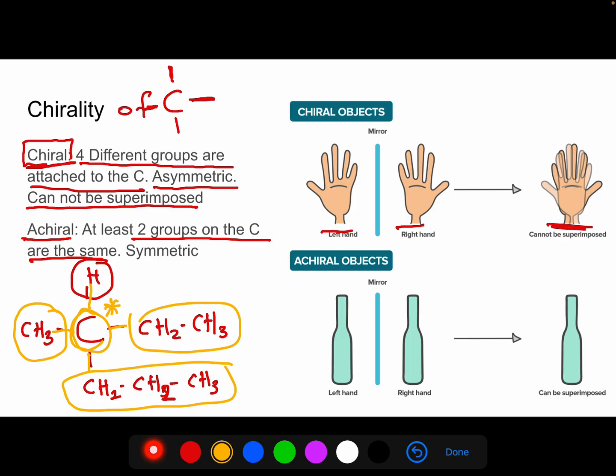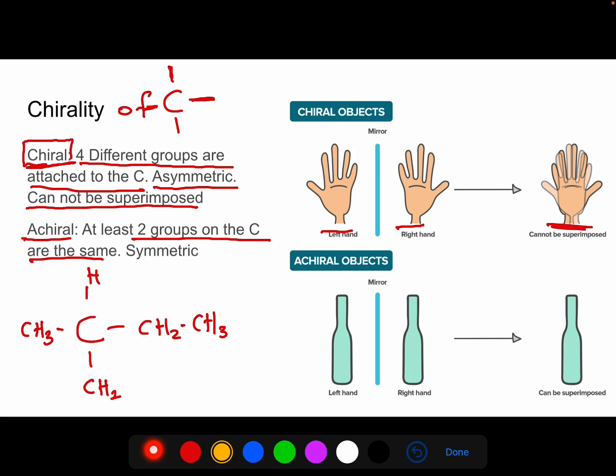On the other hand, let's say if I have a hydrogen here, now this carbon has two hydrogens, two of the same group attached to this carbon, so this is not a chiral carbon. Or if this is a CH3, because there are two CH3s on the same carbon, this is not a chiral carbon. For a chiral carbon, each bond connecting the carbon to the other molecules should be connecting to separate, different molecules.